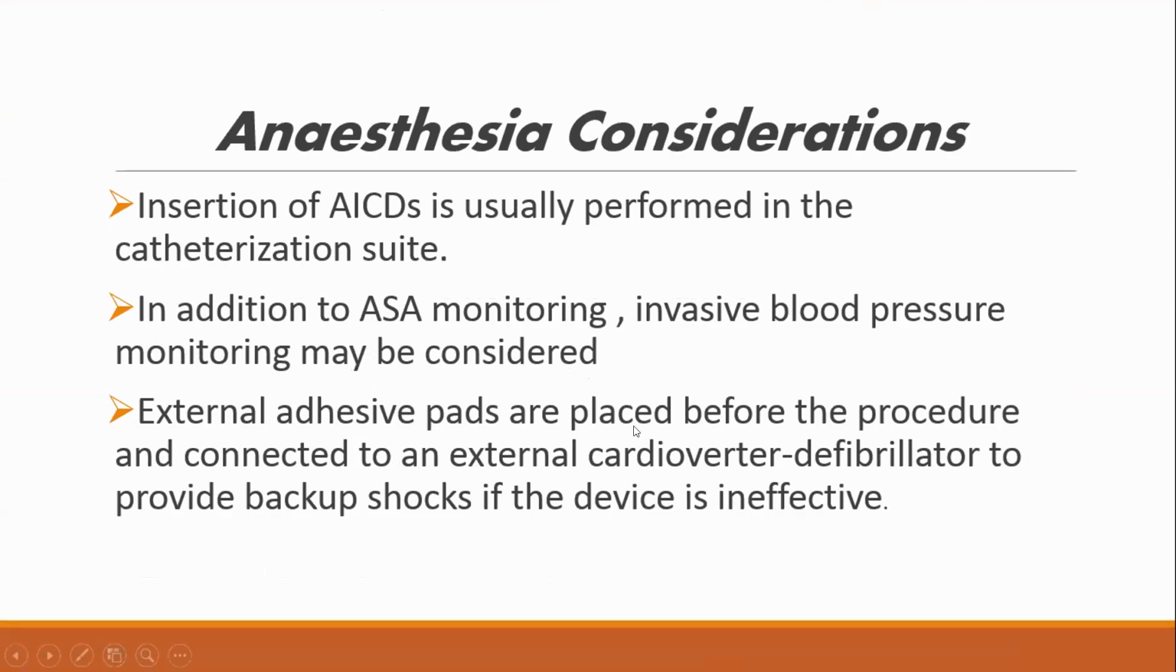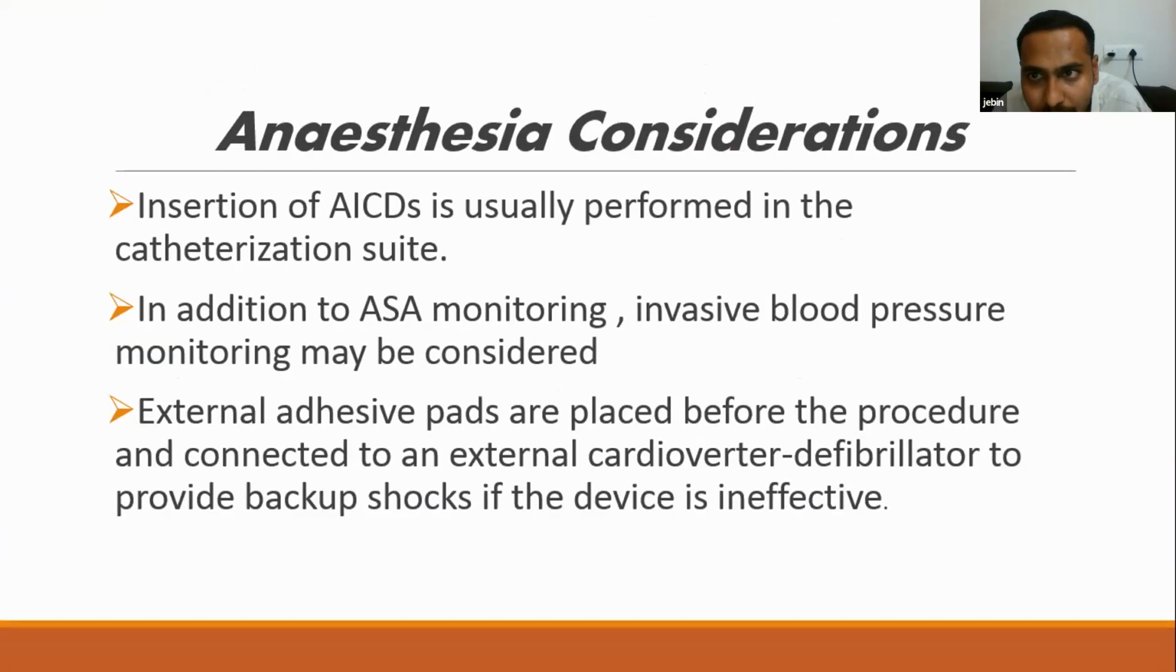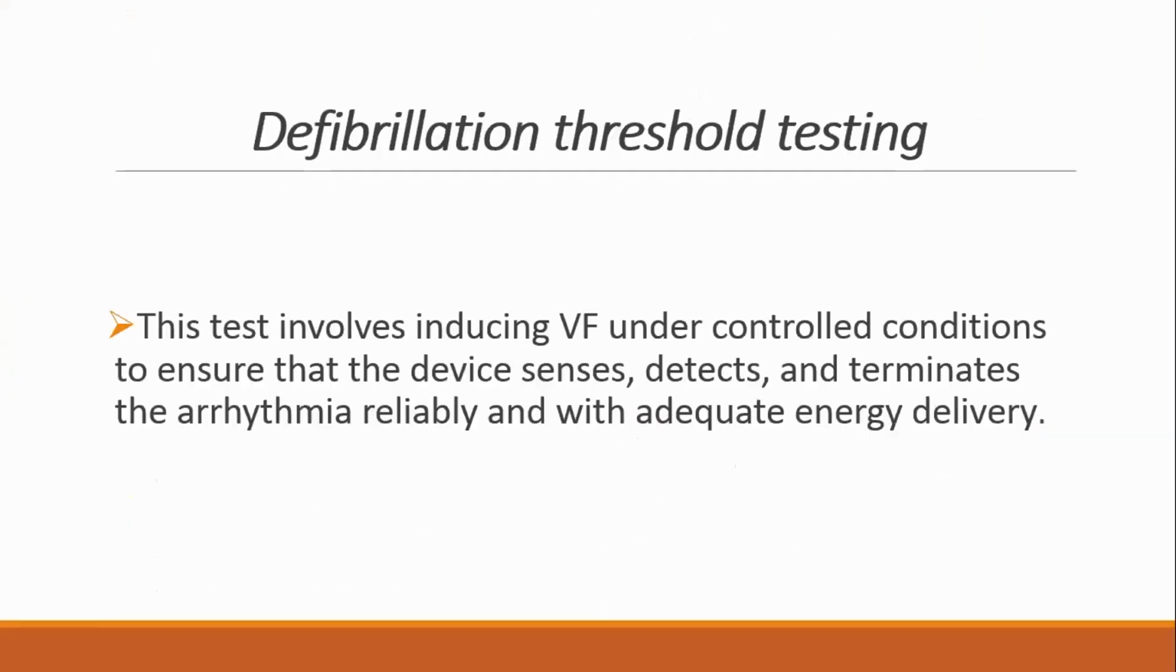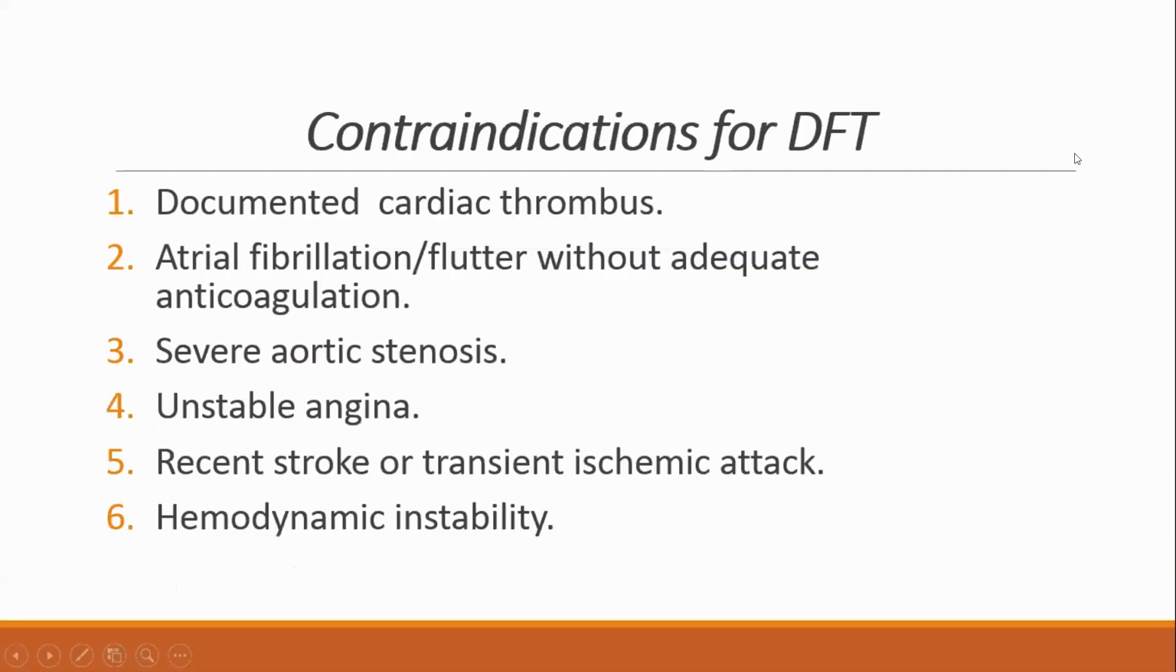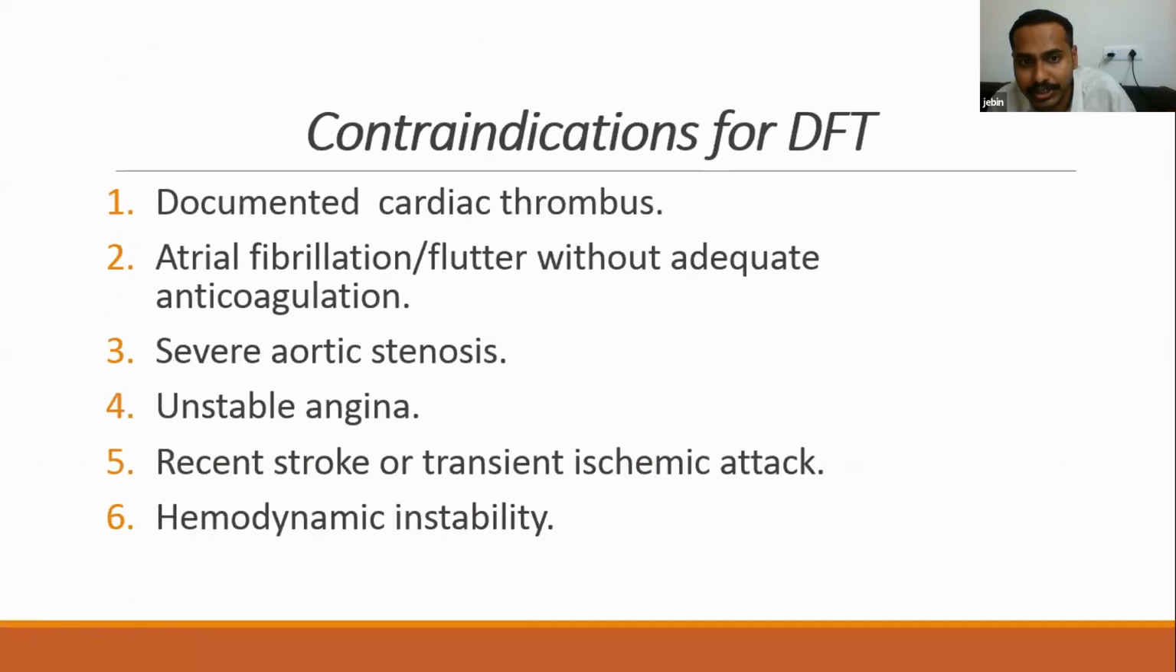I'll just stop you for a minute here. Can you go back to the contraindications? Look at point number 3. Why is severe aortic stenosis a contraindication? Sir, in severe aortic stenosis, any tachycardia is not acceptable. No, we are talking about contraindications for placing an AICD, right? Not an AICD, sir. For defibrillation threshold testing, sir. Testing. Okay, fine. Can I move on, sir? Yeah, please continue.